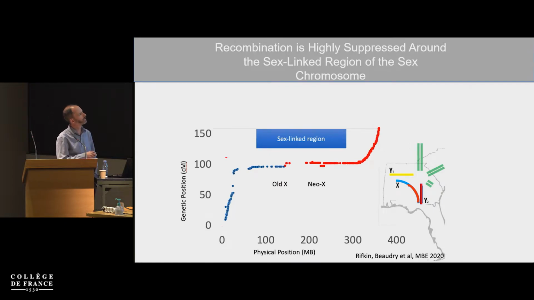We see this again on the neo-sex chromosome system, except now the size of the non-recombining region has, of course, expanded. So we have hundreds of megabases of extremely low recombination surrounding the sex-linked region. Again, this is sex-averaged, so this can't just be because X and Y are not recombining. What we seem to see is an extremely large non-recombining region in general here.